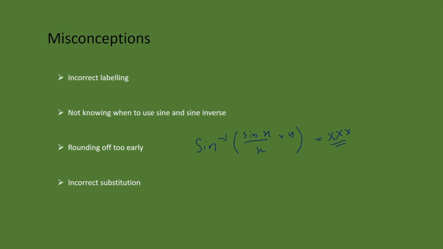Point 4. Some students, even though they label the triangles correctly, can also make an incorrect substitution. So we have to make sure that we substitute correctly.